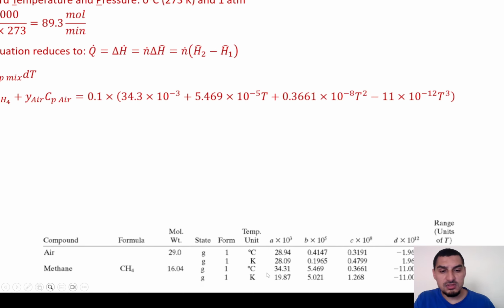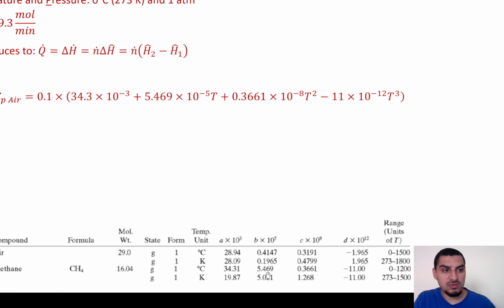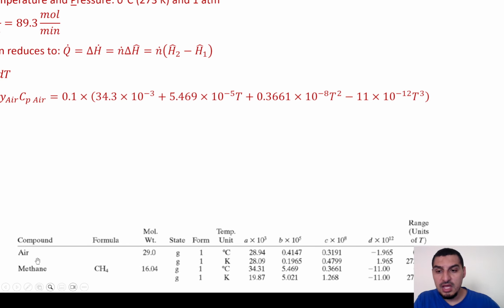There is one thing that I need to discuss here, which is the values that I put here from the tables for the constants for the two gases, air and methane. We discussed the air before, and we said that air is one of the components in the table, so we don't need to break it into oxygen and nitrogen. So we know the molecular weight. We know this is all for gas phase. This is form number one.